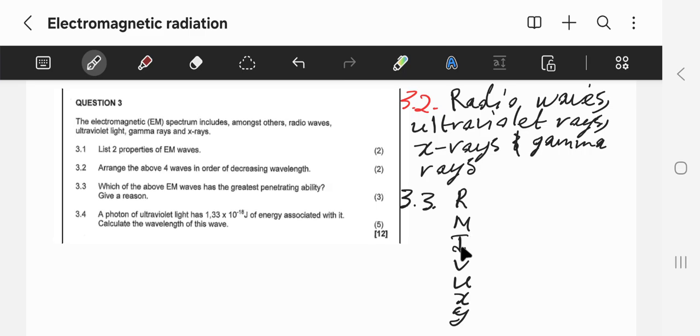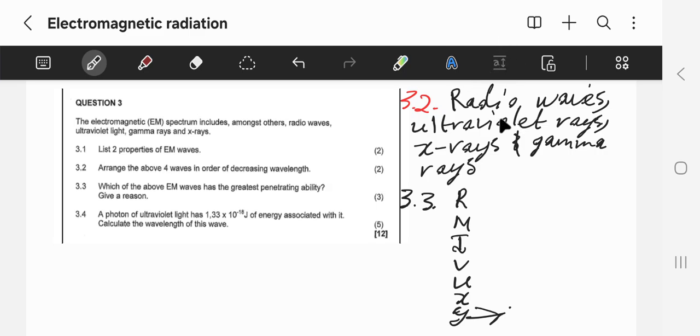Radio waves, microwaves, infrared, visible light, ultraviolet light, X-rays, and gamma rays. And we know that as we move from radio waves to gamma rays, our frequency is increasing. So the answer to this question is going to be that gamma rays have the largest frequency.